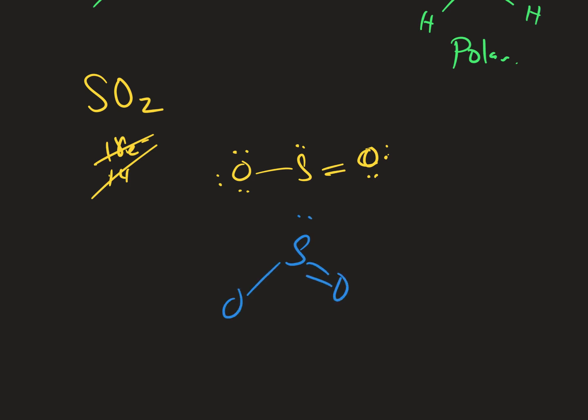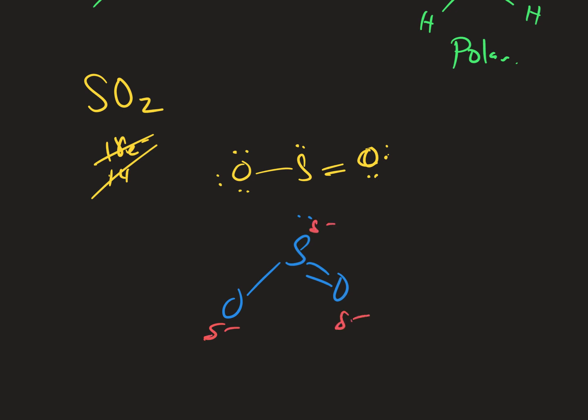Is this a polar bond or non-polar bond? Polar. So sulfur, oxygen. What's sulfur again? Is that 2.5? Yeah, correct. Okay, so we got a difference of 1, so yeah. So partial negative down here.